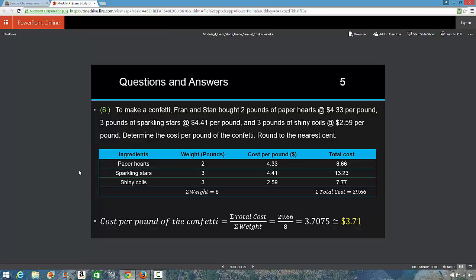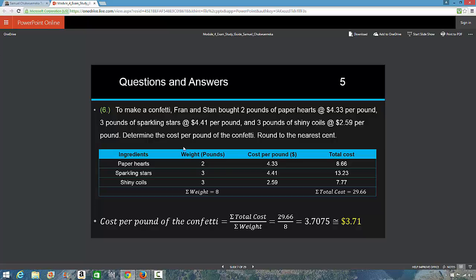Question 6. To make a confetti, Fran and Stan bought 2 pounds of paper hats at $4.33 per pound, 3 pounds of sparkling stars at $4.41 per pound, and 3 pounds of Chinese coals at $2.59 per pound. Determine the cost per pound of the confetti.